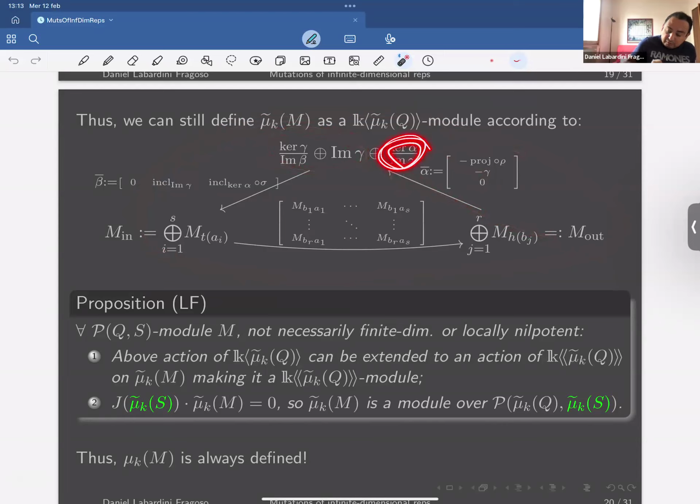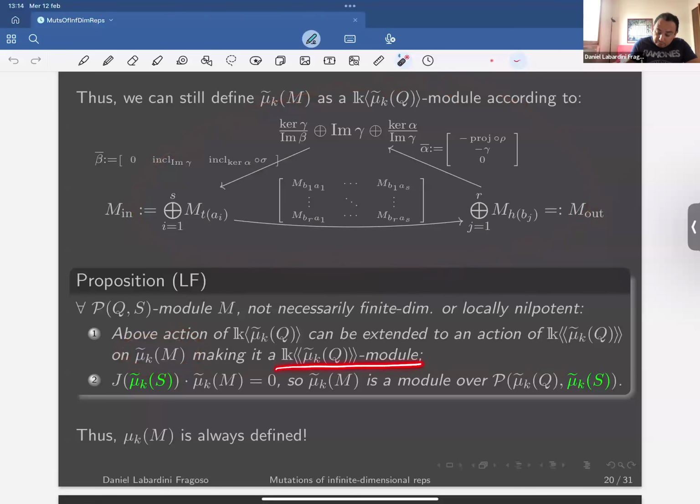Now, fortunately, this action of the path algebra on this representation extends to an action of the complete path algebra. So one can actually make this into a module over the complete path algebra, and it is annihilated by the Jacobian ideal of this potential. So one can define the mutation. The mutation is defined.